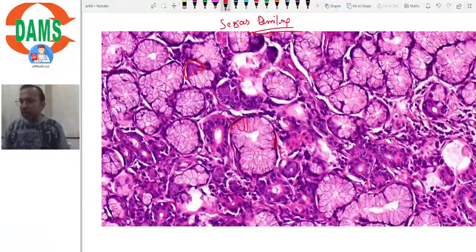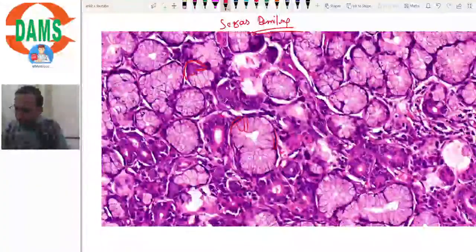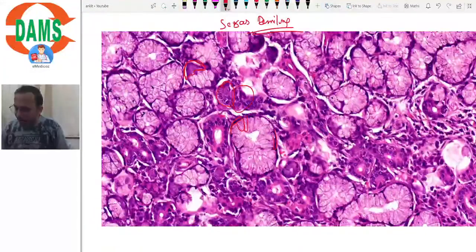Right, this is nothing but the serous demilune, which is again seen in the mucous glands. Right, now here you can see some things. These are serous glands, serous units. Right, these are serous units. Here these are serous units. All these are serous units.